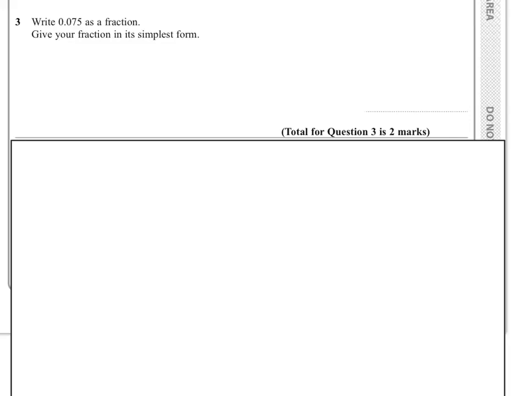Question 3. Write 0.075 as a fraction. Give your fraction in its simplest form. Well, I use an FX 85 GT Plus. They're quite a cheap calculator from Casio, and funnily enough, when I put 0.075 in and press equals, I get 3/40, which would be the answer.